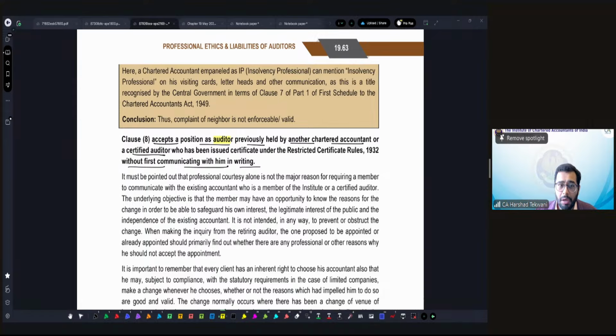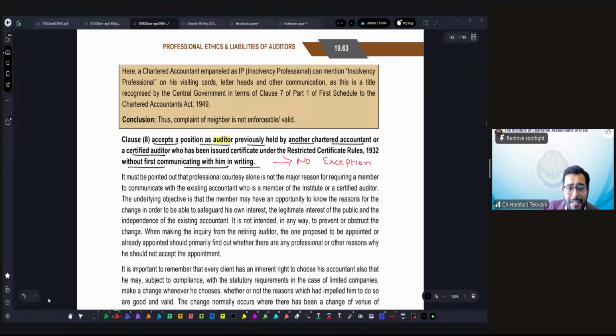Then you don't have any exception over here. Remember this, you don't have any exception per se. That means whatever may come, you have to communicate. There is no exception to this. Always remember, no exception to the communication. Now, second thing, we need to understand what communicating in writing means.